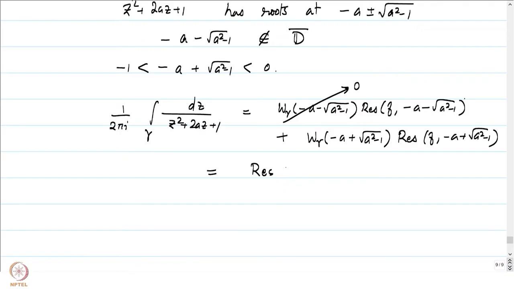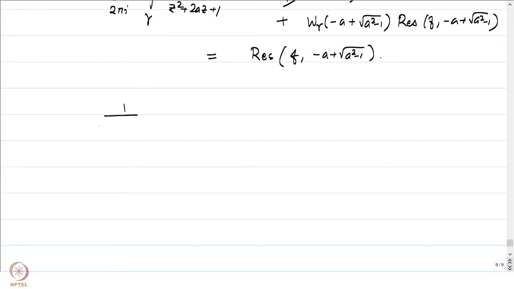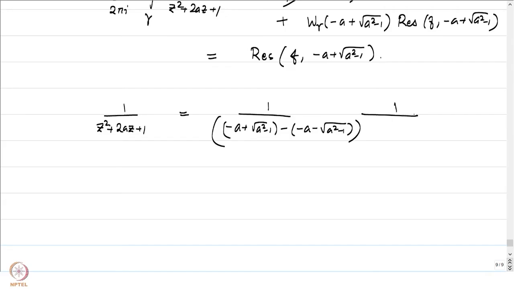Gamma, remember, is the unit circle, and therefore this is going to be the residue of the function f at the point at which we are looking at the residue, which is exactly this. To compute the residue, let us consider the function 1 by z square plus 2az plus 1. By writing it as partial fractions, this is just going to be equal to 1 by the difference of minus a plus square root of a square minus 1 and minus a minus square root of a square minus 1, times the big bracket 1 by z minus minus a plus square root of a square minus 1, minus 1 by z minus minus a minus square root of a square minus 1.